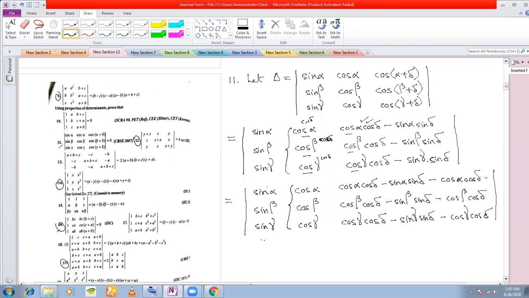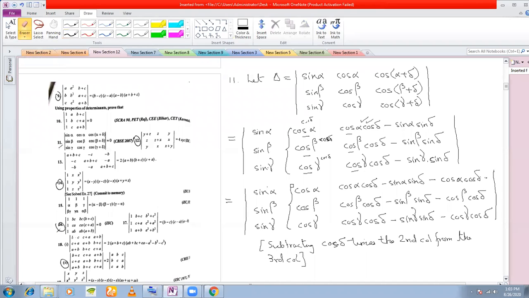So what did we do? Subtracting cos delta times the second column from the third column. You understood this step? Okay. Then what happens? This and this cancel off, right? That is why we had done all this, so that we wanted this to cancel.